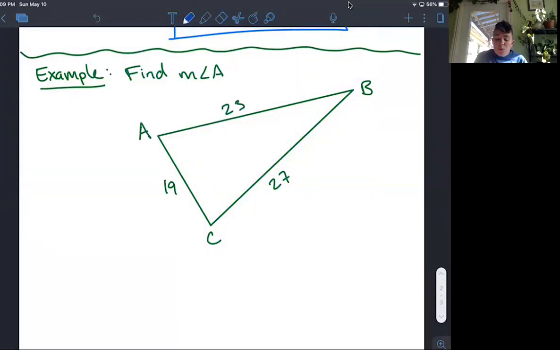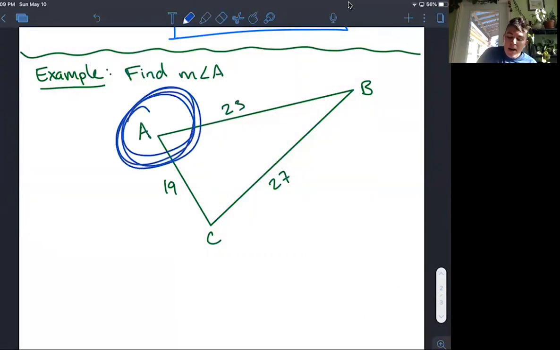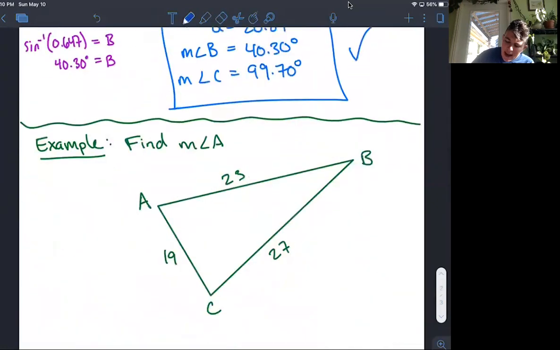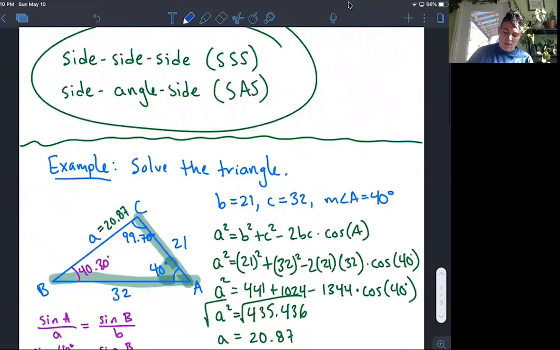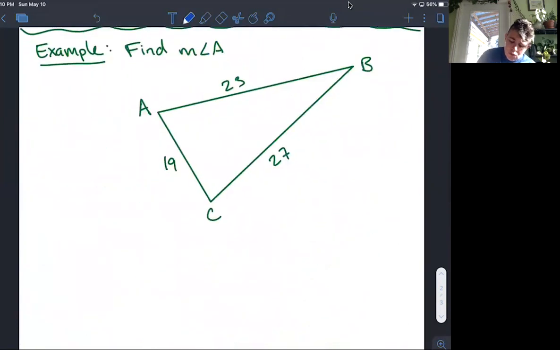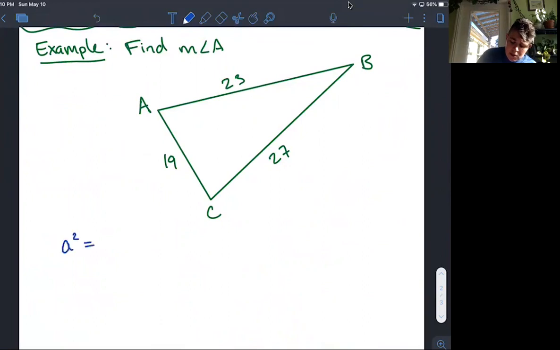Okay, so y'all, we just want to find this angle right here. So I have three sides. Since it's side, side, side, I know that I'm going to be using the law of cosines, right? But I'm going to be finding just the measure of angle A. So I'm going to go back and use this top one again, because I have the measure of angle A right there. I'm going to write out that formula: a squared equals b squared plus c squared minus 2bc times the cosine of A.